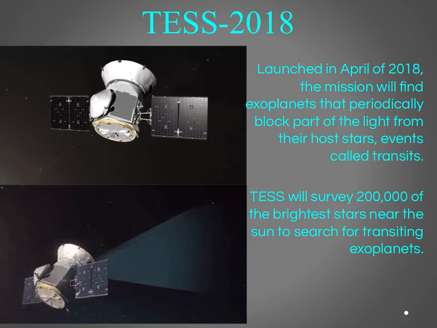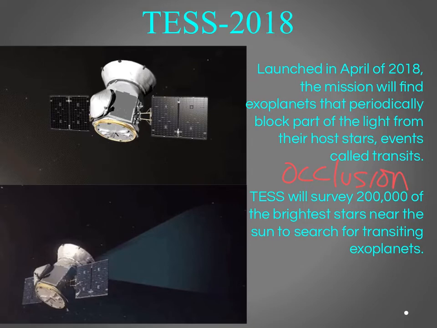Okay, TESS 2018. Launched in April of 2018, the mission will find exoplanets that periodically block part of the light from their host stars, events called transits. So this is also called, just very generally, an occlusion. If something occludes something else, it means it gets in front and blocks it. It's actually how we kind of discovered Neptune, right? I think it was the sun or one of the moons of another planet passing in front of it, and we saw that it was blocked out a certain number of times, so we knew that there were rings.